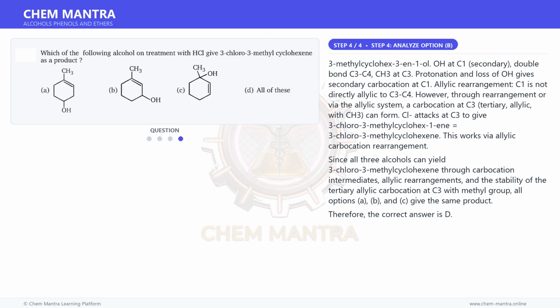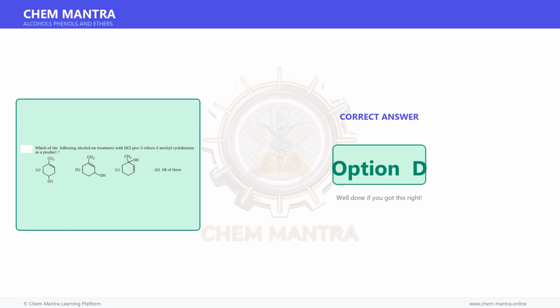Since all three alcohols can yield 3-chloro-3-methylcyclohexene through carbocation intermediates, allylic rearrangements, and the stability of the tertiary allylic carbocation at C3 with the methyl group, all options A, B, and C give the same product. Therefore, the correct answer is option D.